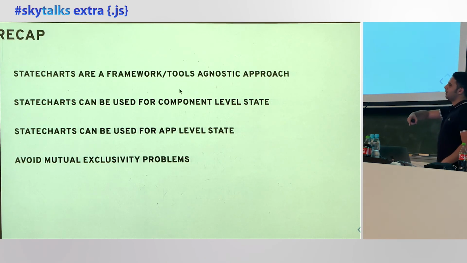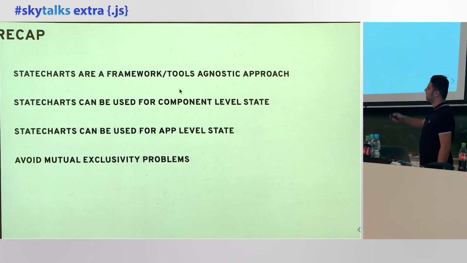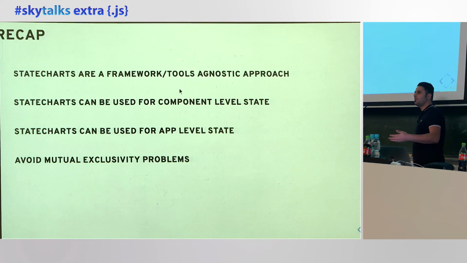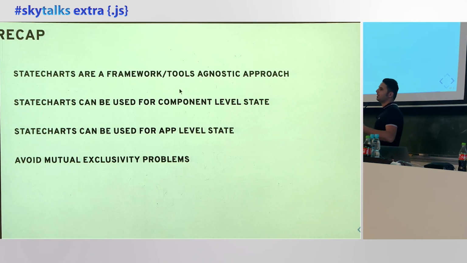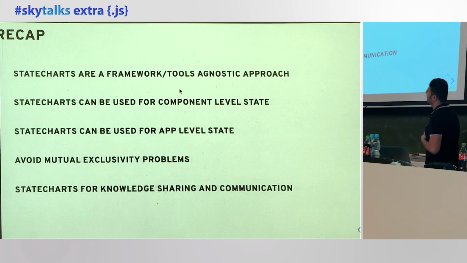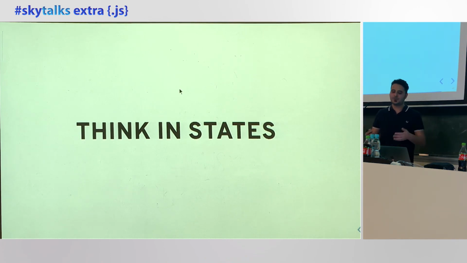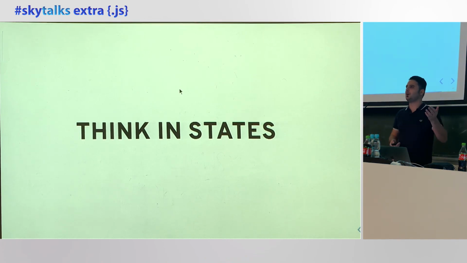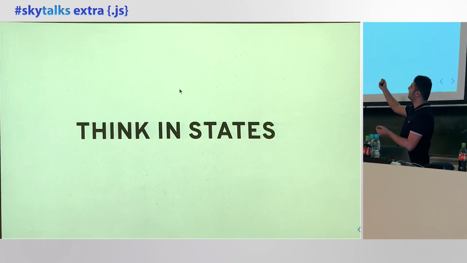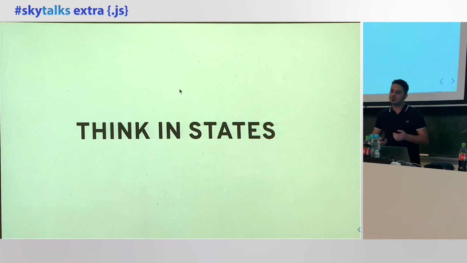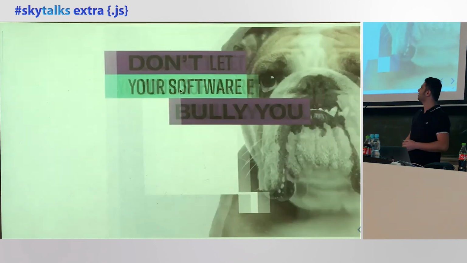They not only avoid impossible states, they also avoid mutual exclusivity problems. So your forms are not going to be submitted if they're not valid before. They are very good for knowledge sharing and stuff like that. So as I said before, don't get into XState, visualizing anything like that. If you want to use it, cool. Go on, check the official docs and everything. But the only thing I want you to take away from this talk is to start thinking about the states explicitly. Just think in states, instead of thinking in transitions and side effects.